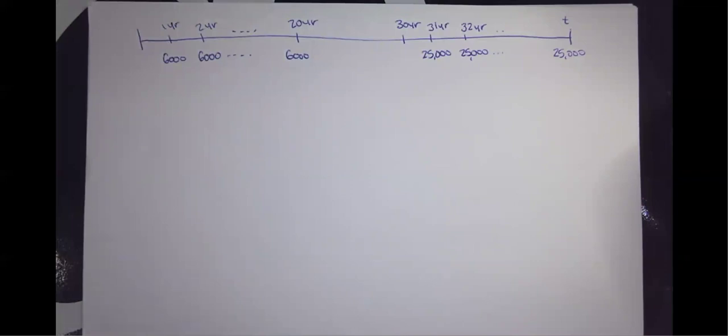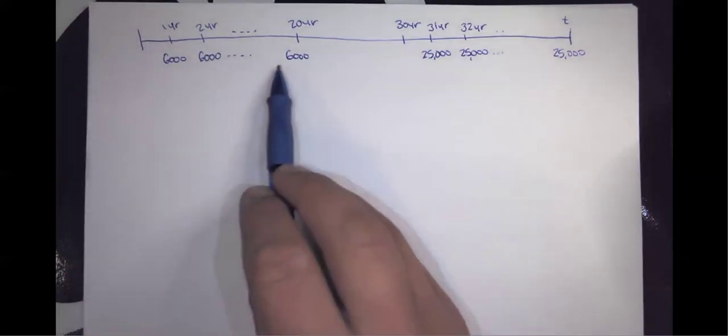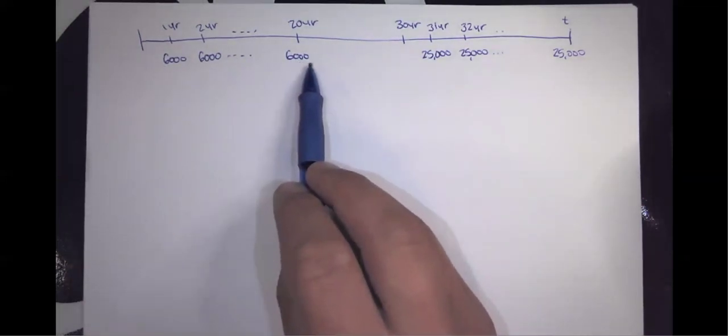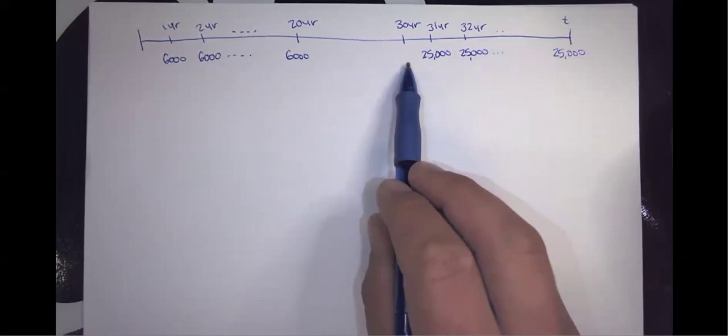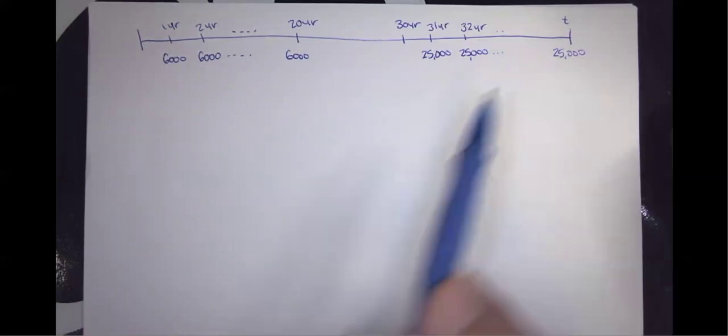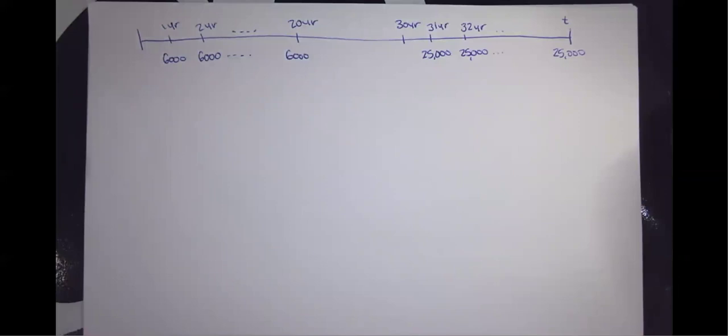Okay, so we've drawn out the situation for us. We're going to contribute $6,000 for 20 years. We're going to defer for 10 years, and then we're going to start withdrawing $25,000 until we run out of money.